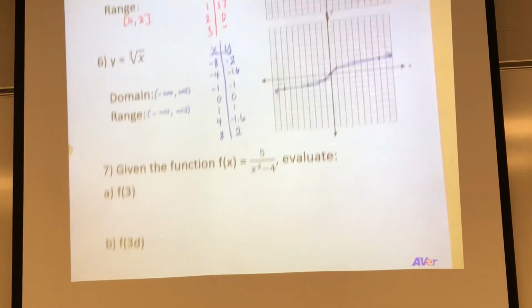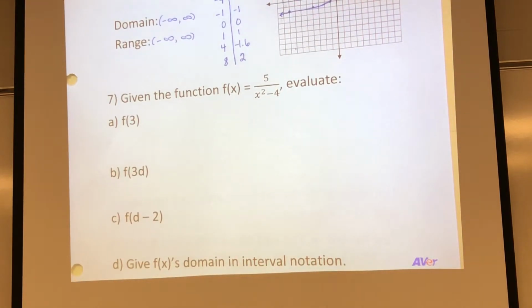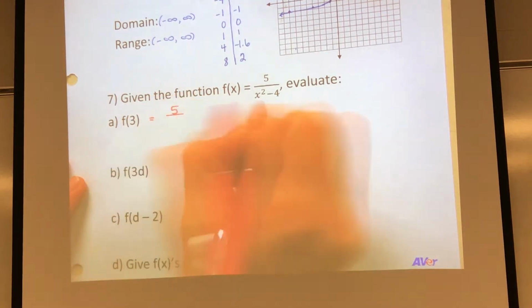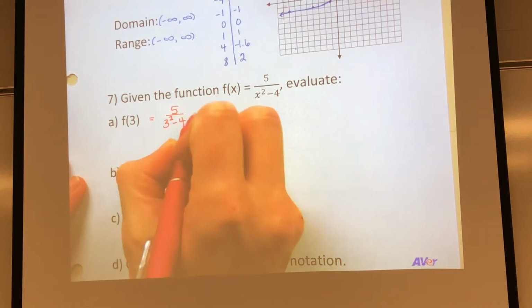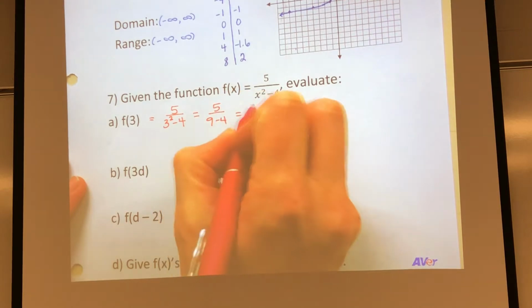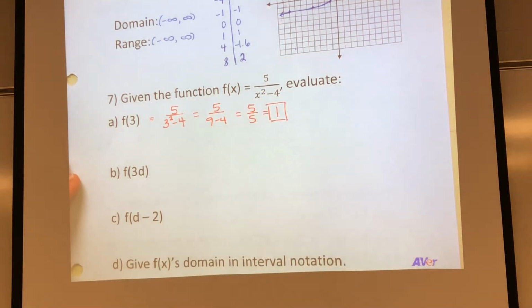All right, let's switch it up a bit. Now we're going to evaluate. Evaluate means that we take this number in the parentheses and we put it in for x. So on this first one, we are going to put a 3 in for the x there, and then we'll simplify. So we have a 9 minus 4, which gives us 5 over 5, so we get 1.